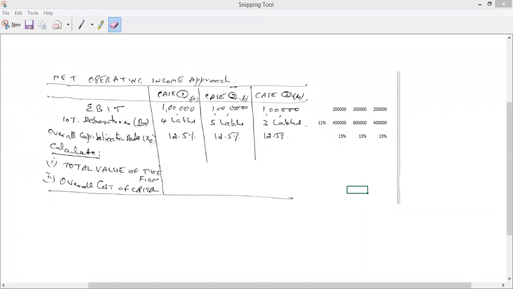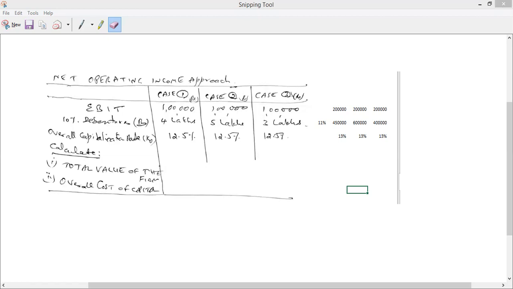Anvesa, are you stuck somewhere? Are you able to do it? I think I missed the NI part. I'm getting value of the firm as 15.384 for the first one. 15.384 is correct. And then value of equity, is it 10.884? Perfect. Then second one, it is again 15.384 and 9.384. Perfect. And third one is 15.384 and 11.384. That is correct. And you have to calculate the cost of equity. Oh, okay. That one I missed.